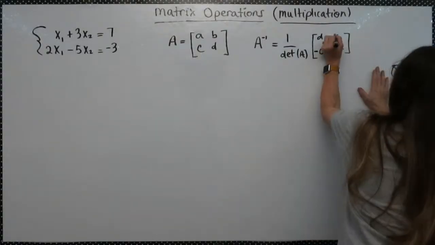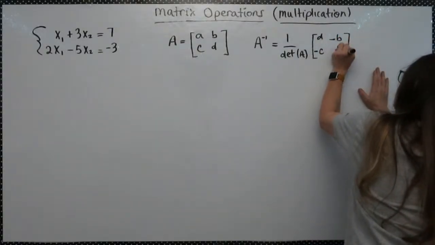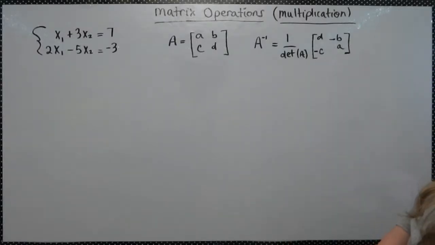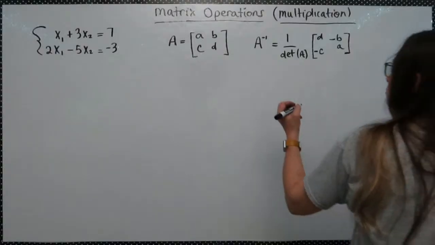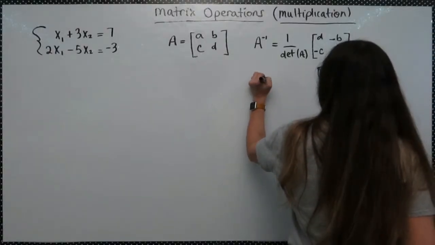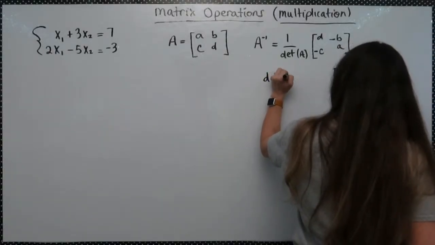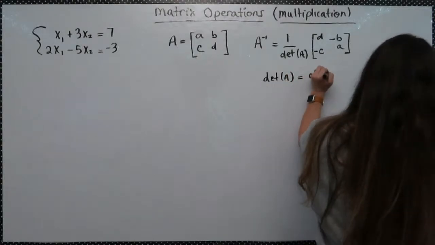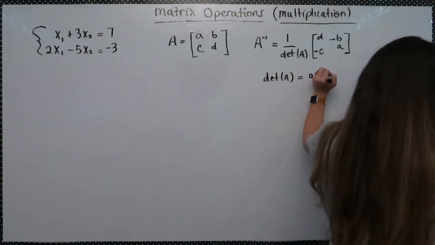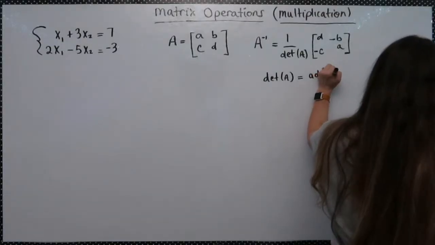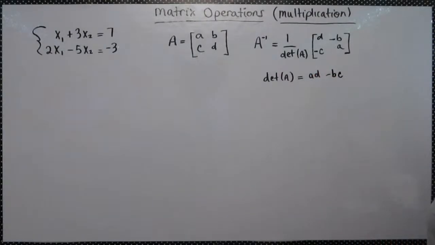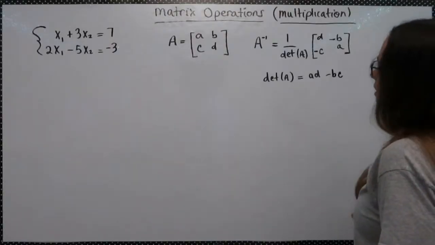All right. Okay. And then the determinant is, so one more formula. Determinant of A equals A times D minus B times C. All right, so this is one way to calculate the inverse of the matrix.